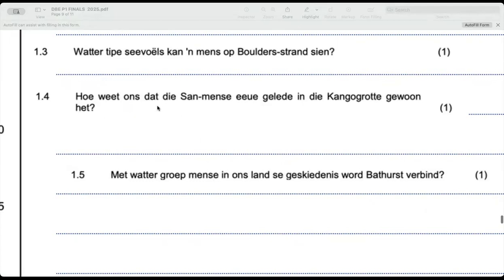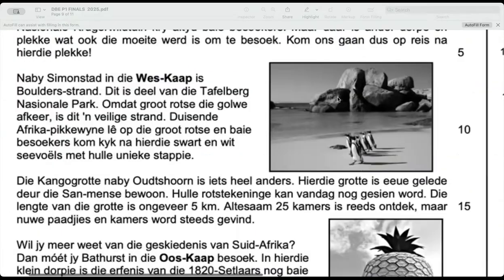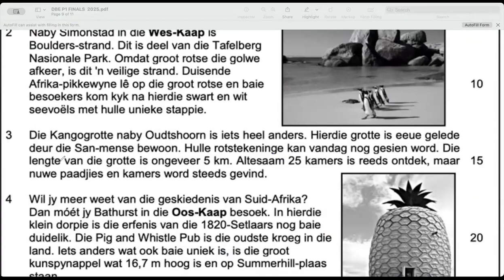So this question here was, hoe weet ons dat die Sandmense eeue gelede in die Kangu-grotte gewoon het? So remember, who means how. How do we know that the Sand people were in the Kango Caves? So now we're going to go to Kango Caves here, and you've got Sandmense, and you see you've got Eeugelede. So we know this is where the answer is. It says hierdie grotte is eeue gelede deur die Sandmense bewoon. Hulle rotstekening kan vandag nog gesien word.